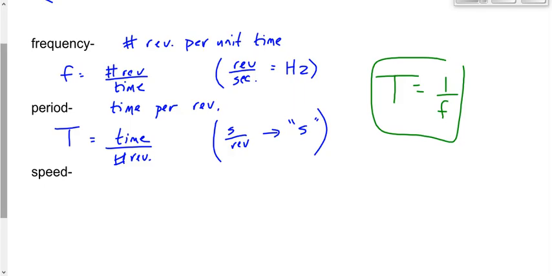Speed. Here's the other one that we learned yesterday. The speed of an object in uniform circular motion is always constant. The velocity isn't, right? The velocity is changing because the direction is changing, but the speed is always constant. And if the speed is constant, we're going to describe that speed using d over t.